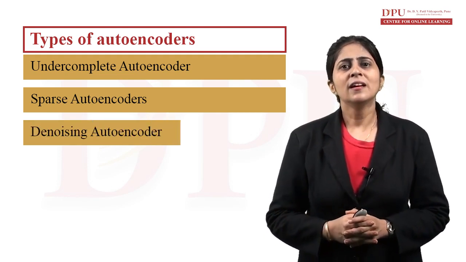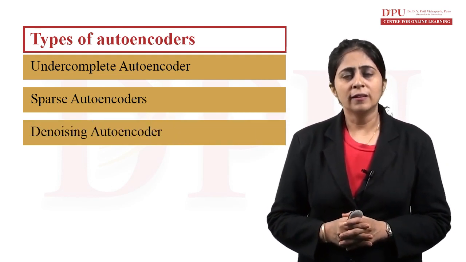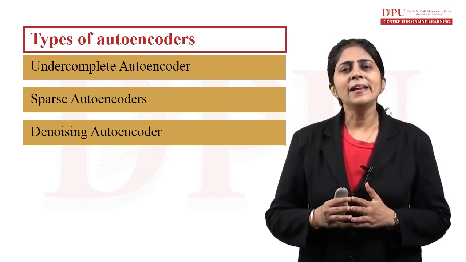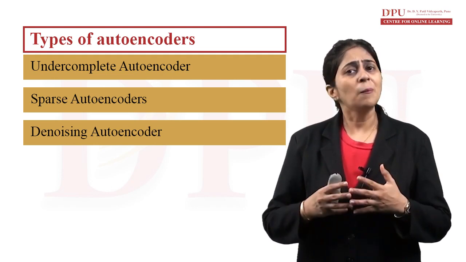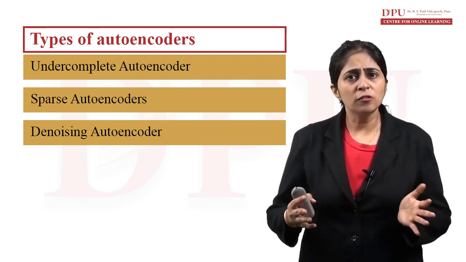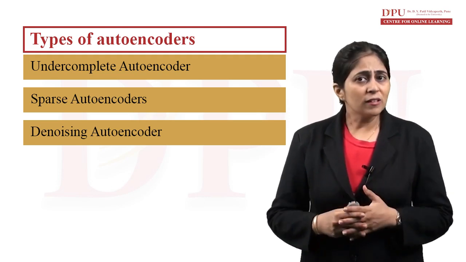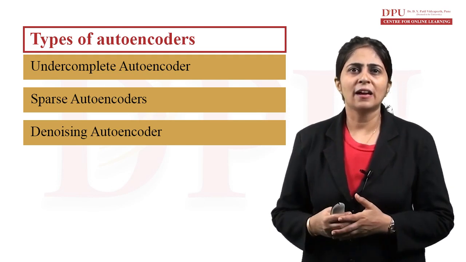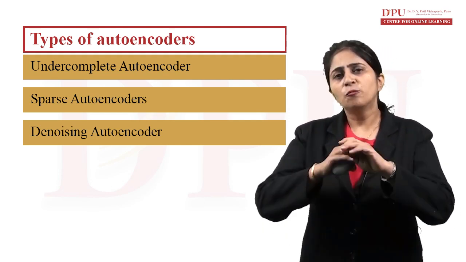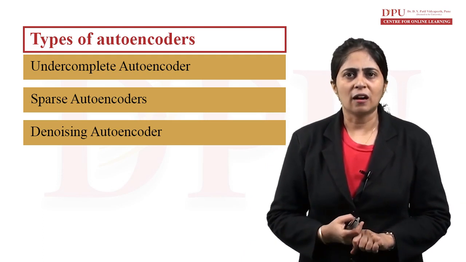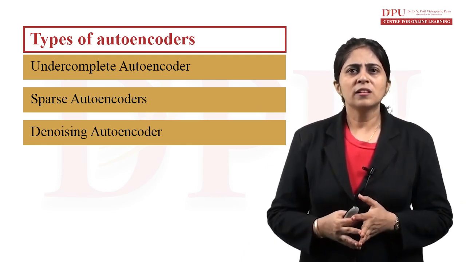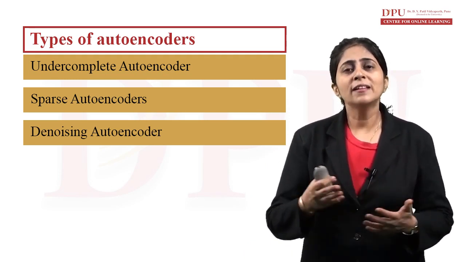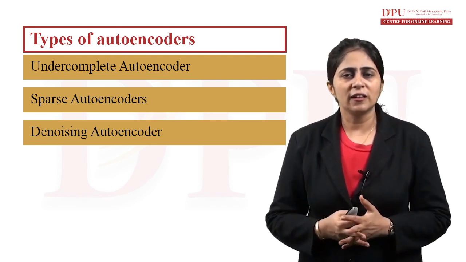Talking about the third one, that is a denoising autoencoder. Denoising means creating a corrupted copy of the input by introducing some form of noise. What does it do? It helps to prevent the autoencoder from copying the input to the output without learning features about the data. These autoencoders take a partially corrupted input while training to recover the original undistorted input.